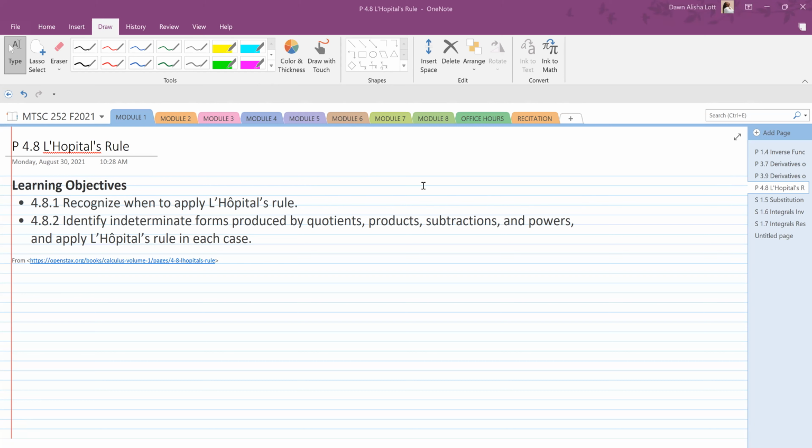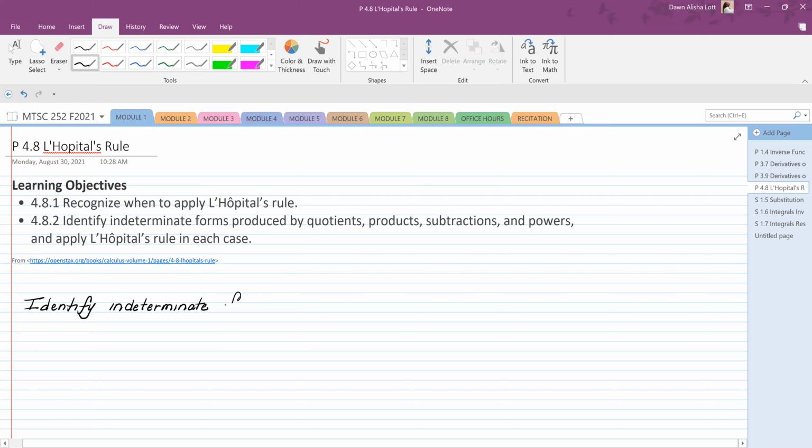So some of you may have seen this. We generally use L'Hopital's rule when we're trying to take the derivative of something and it gives us something that we call an indeterminate form. So let's just start, and I'm going to identify some indeterminate forms. And what do we mean by that?